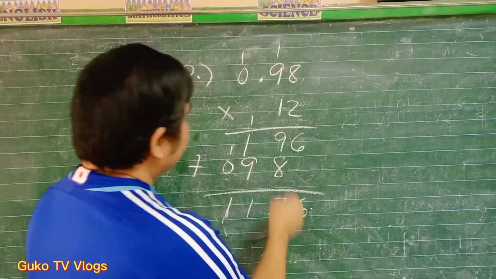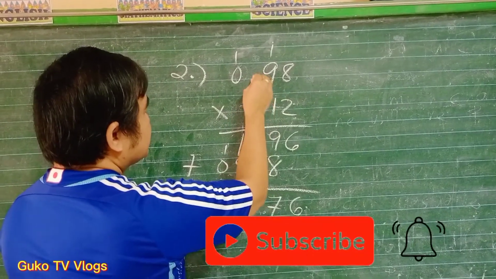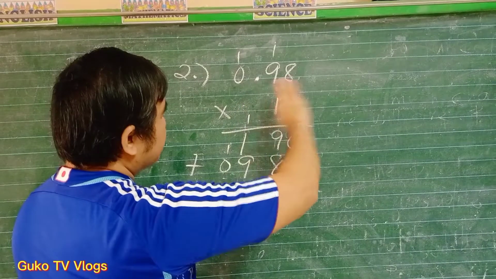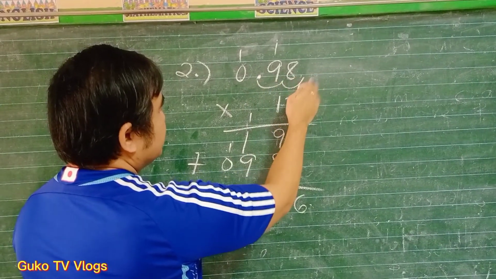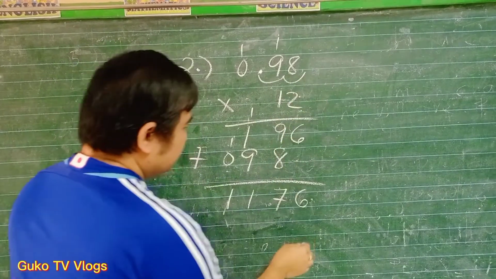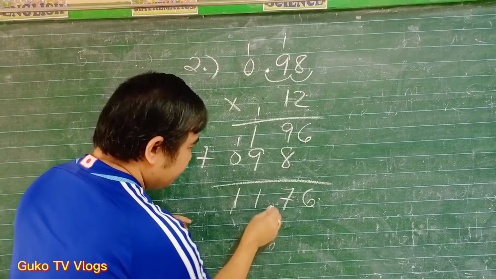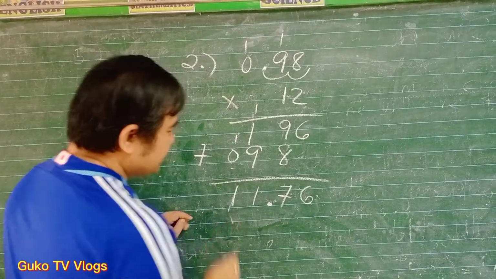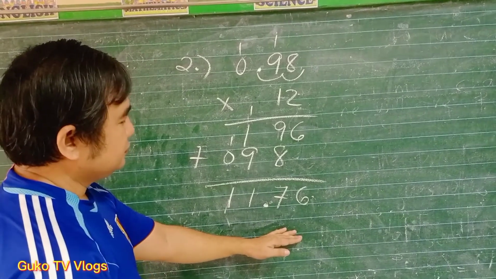So we have to count the number of decimal places. So this is the decimal point. Count going to the right. We have 1, 2. So we have 2 decimal places. So 2, 1, 2. Then put the decimal point. So the answer here is 11 and 76 hundredths.